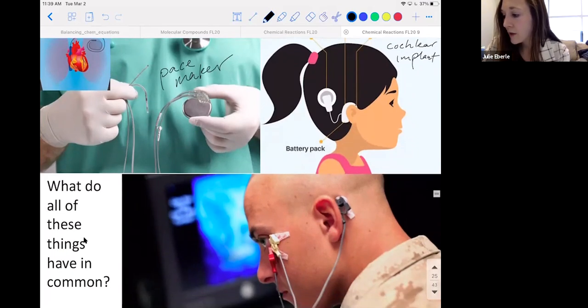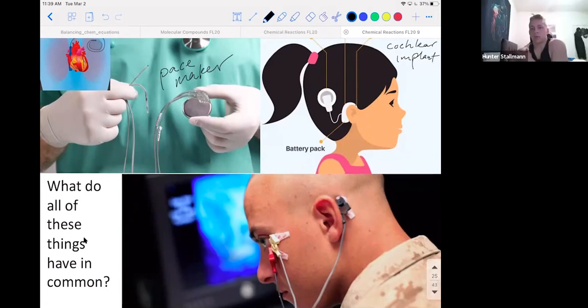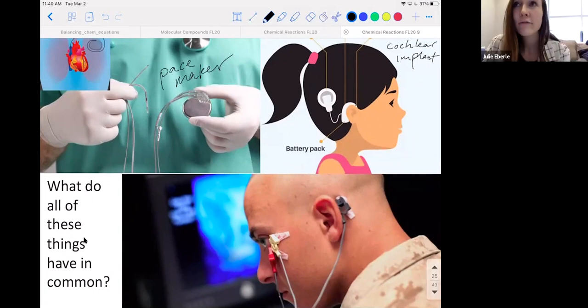But what do these things have in common? What are these devices? Yes, they're small. Yes, they're medical devices. But at the base root of them, can anybody think? All dealing with like neurology. They do all interact with your nervous system, Hunter. That is true. But I like what Bailey said. She's kind of getting more at it. Electricity. They all have small batteries. Okay. They all have small batteries.